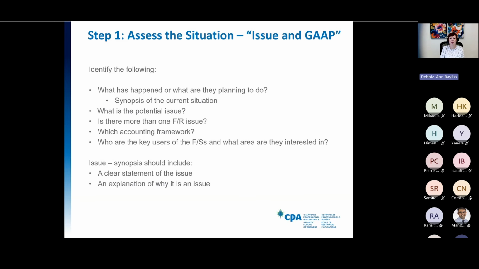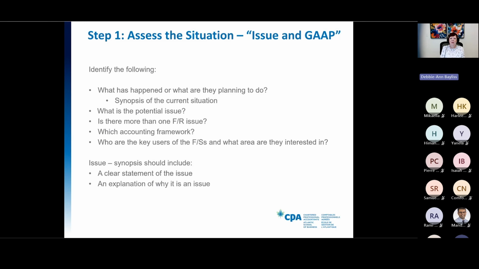Which accounting framework? Is it IFRS or ASPE? If you don't use the right framework, it's impossible to achieve competence. And who are the key users of the financial statements? What areas are they interested in? Because when you talk about the impact, you need to talk about the impact to the areas they are interested in.